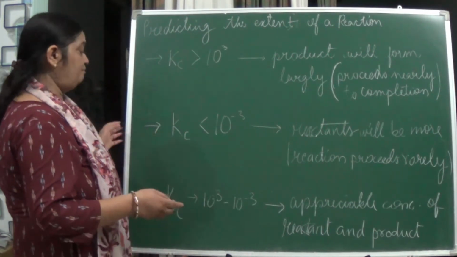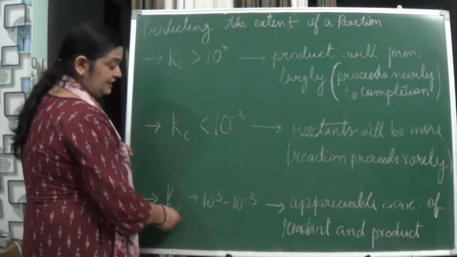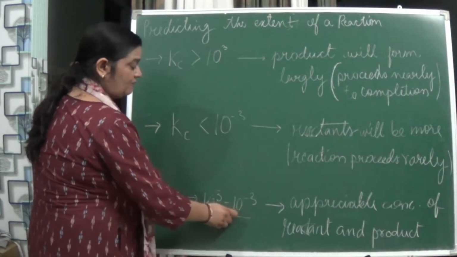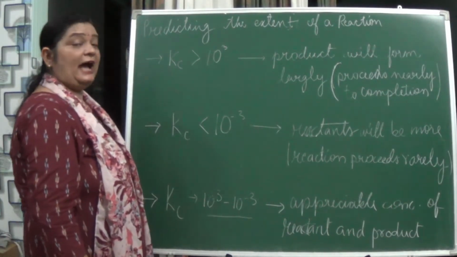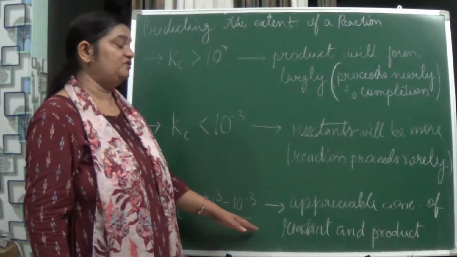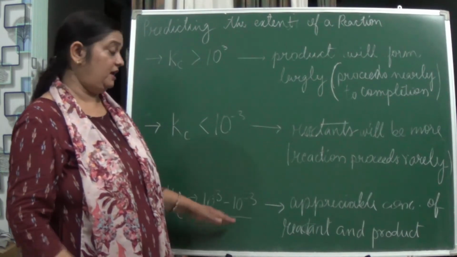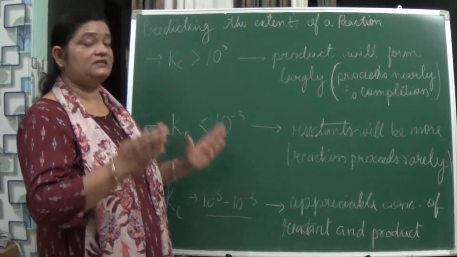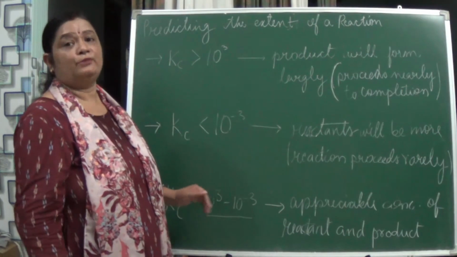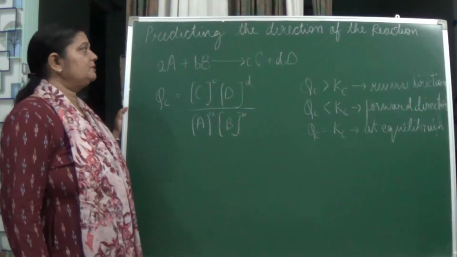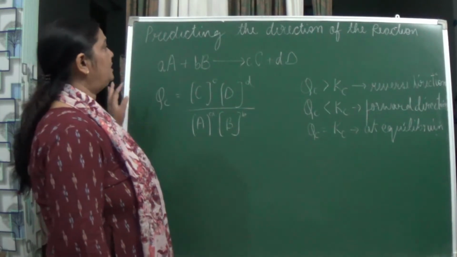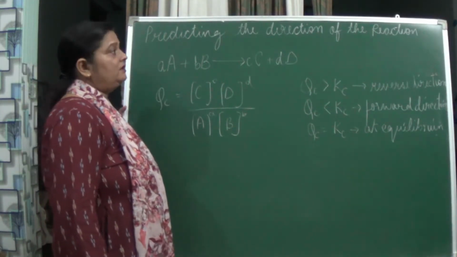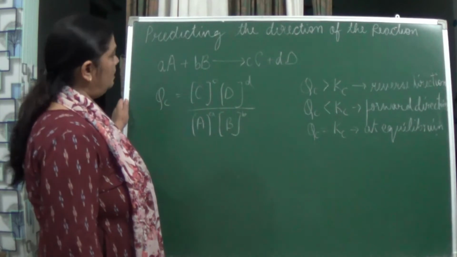Now if Kc has a value between 10 to the power minus 3 and 10 to the power 3, an appreciable concentration of the reactants and products will be there. It means the reactants and products are in an equilibrium position. So now we will be studying predicting the direction of the reaction.